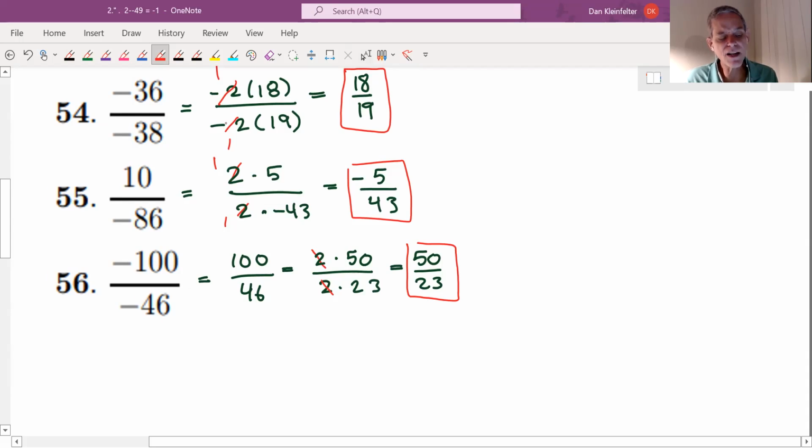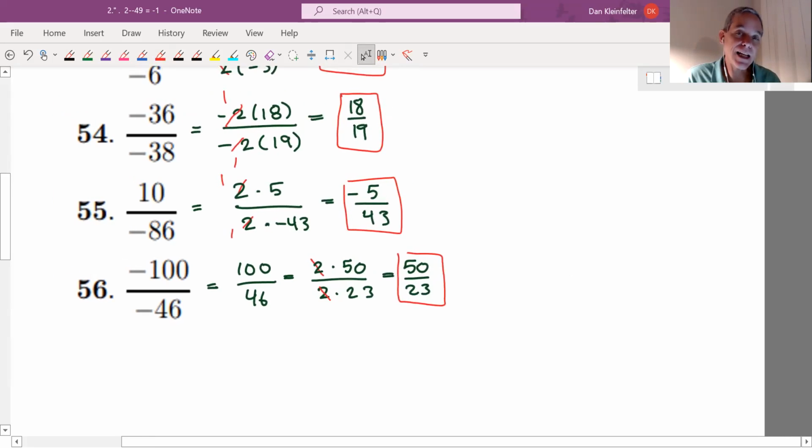On this one, 54 versus 56. In 54, I divided by negative 2 on both, leaving 18 over 19. In 56, I just felt like dividing out the 2 negatives first and then dealing with the factors of 2 separately. There was no math reason for doing 54 and 56 differently. Really, I just felt like it.